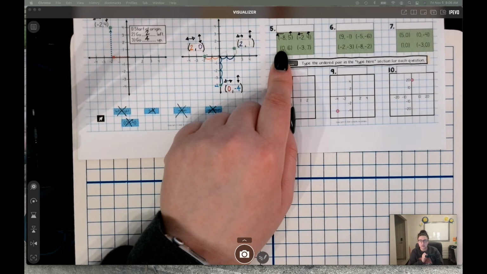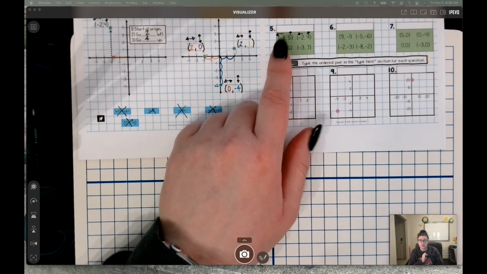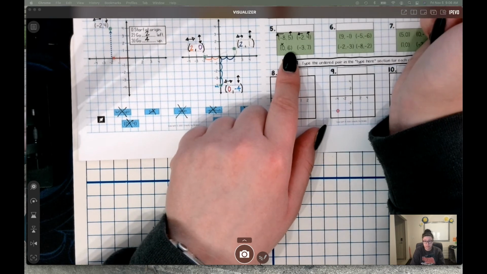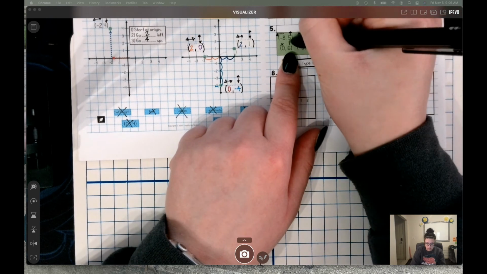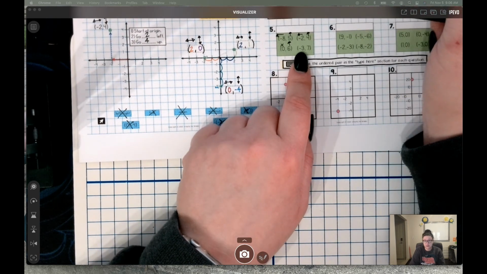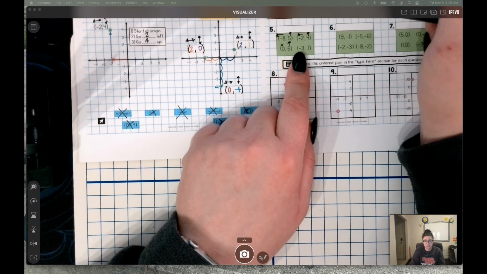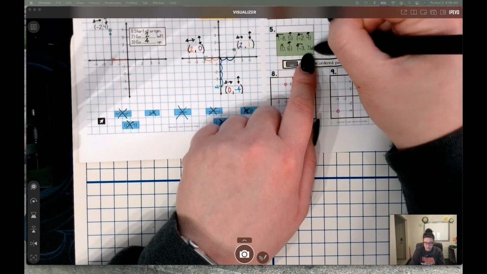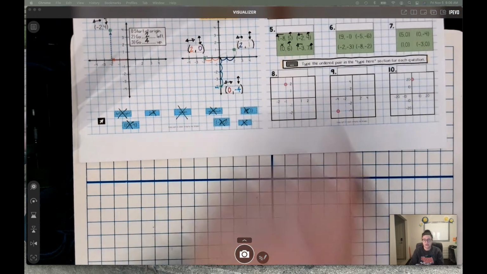What's 0, 6 going to be? Are we going to the left or the right 0? We don't go left or right. And then do we go up or down 6? We go up 6. -3, 7. What direction would we go 3, left or to the right? We go to the left because it's negative, and up 7 because it's positive.